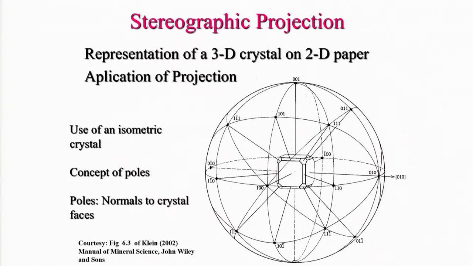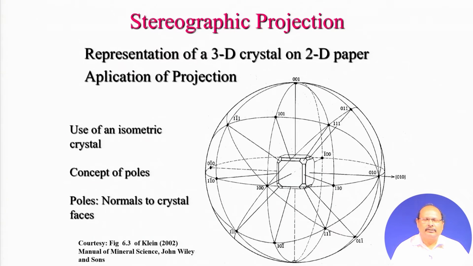Okay. So, let us consider an isometric crystal here, a crystal in the isometric crystal system. This is put within this sphere here, and the stereographic projection is essentially a representation of a three-dimensional crystal on two-dimensional paper.